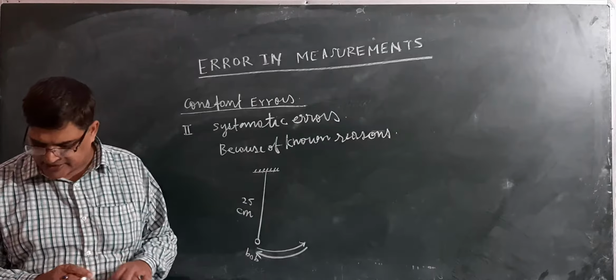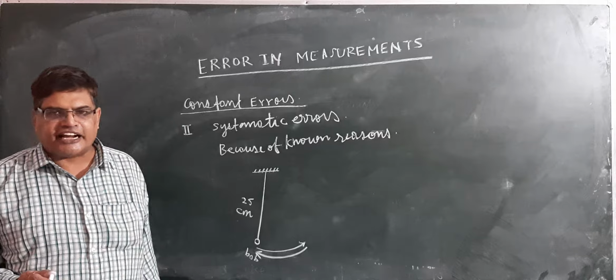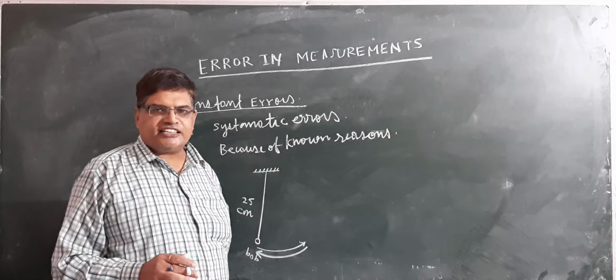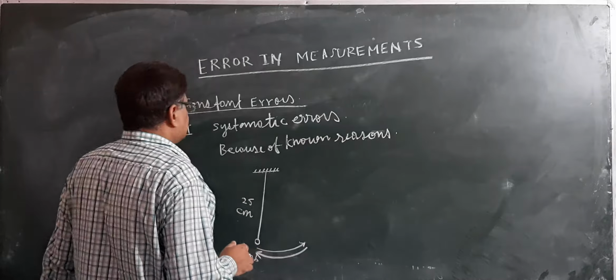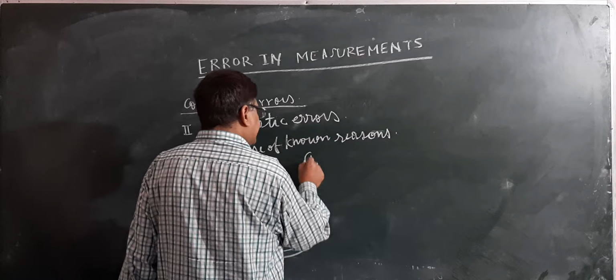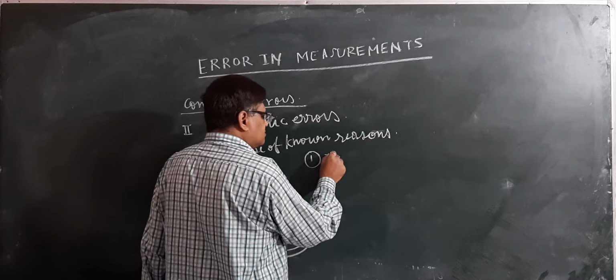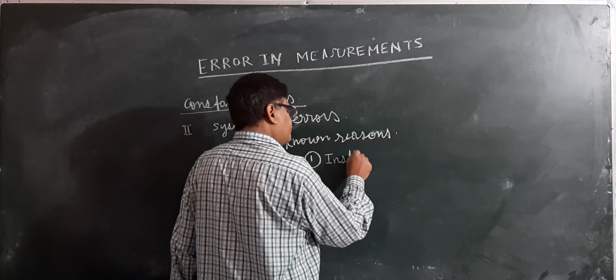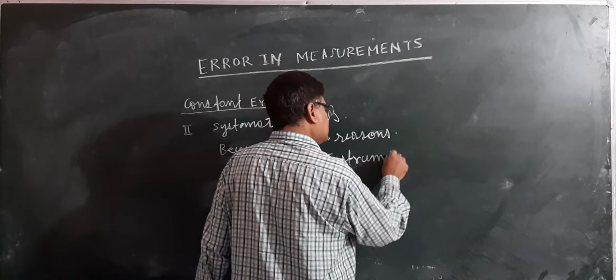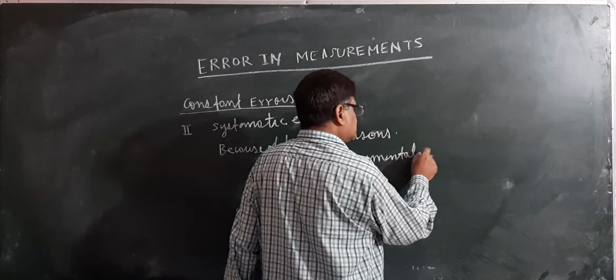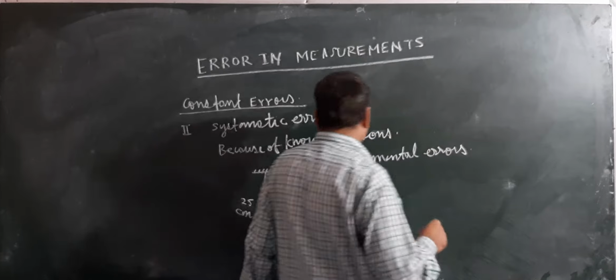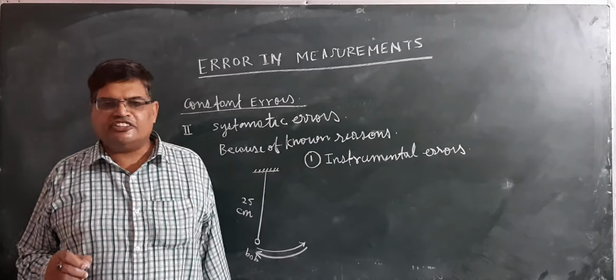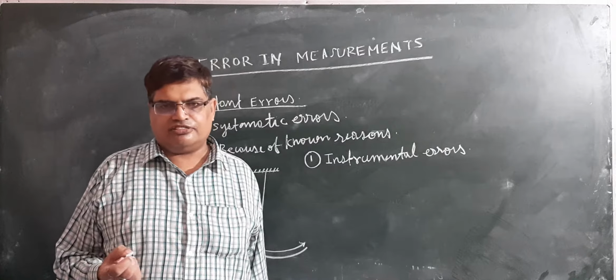Now these systematic errors are of several types. Let us see what are the various types of systematic errors. So the systematic, first one is the instrumental errors. This is because of defect in the instrument itself.